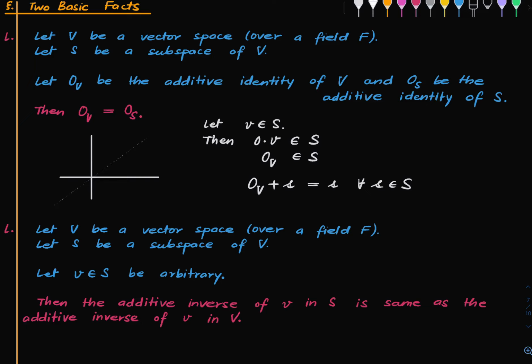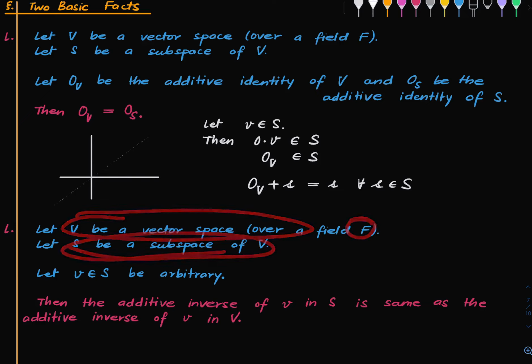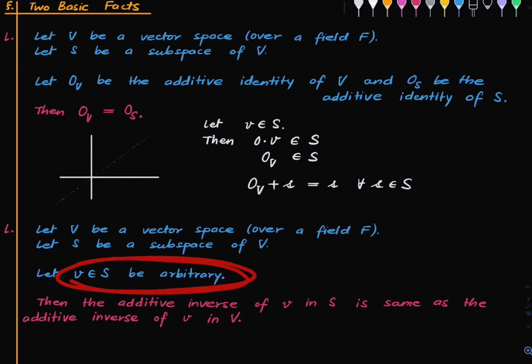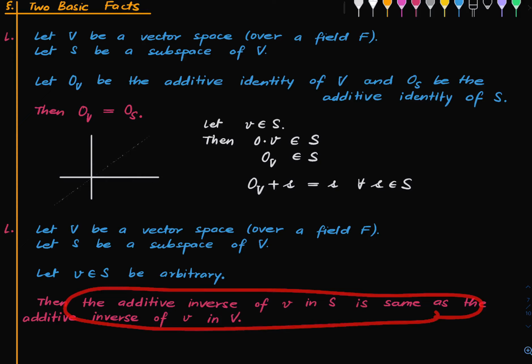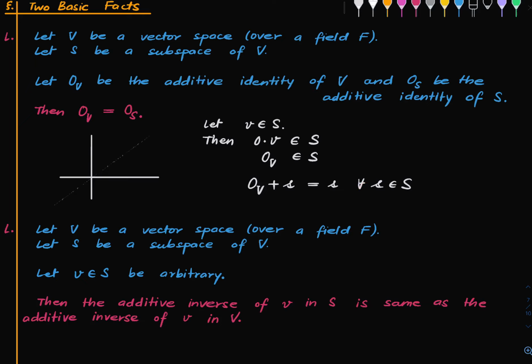A similar comment: fix a vector space over some base field F and a subspace S of V, and fix some arbitrary vector v in the subspace. Then the additive inverse of v in S. Again, S is a vector space in its own right, so one can talk about the additive inverse of the vector in S or the additive inverse of the vector in the parent space. They are the same thing. And I leave the proof to you. Just like here, the proof is going to be very, very simple.